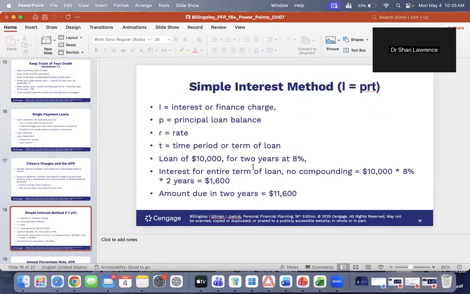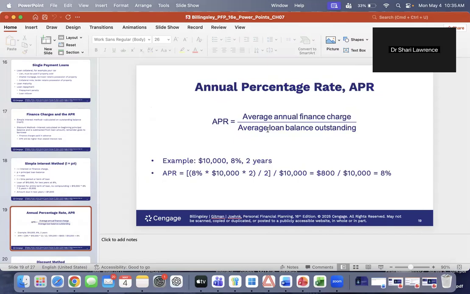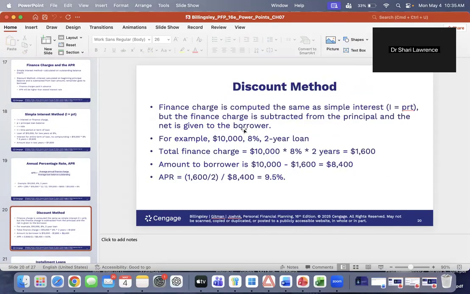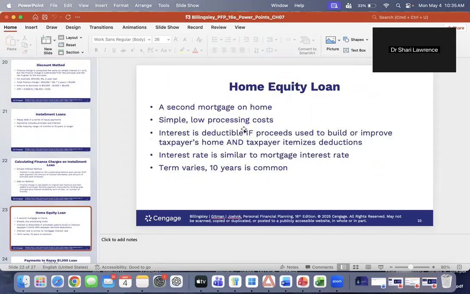Now you can skip all this math here. That's not going to be required of you in this class. They're just talking about simple interest versus the average percentage rate and all that. But all you really need to know is you're going to see the APR on the front page of the loan document, and that's going to tell you what the rate is. So you can skip the discount method and all this. You can skip these calculations.